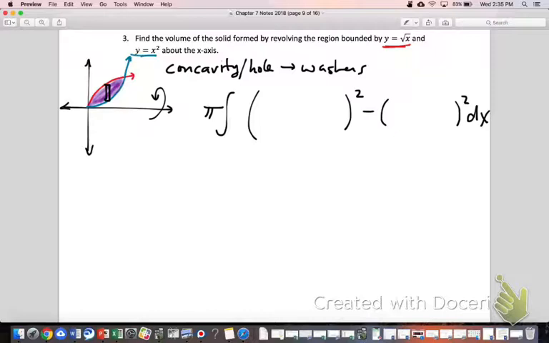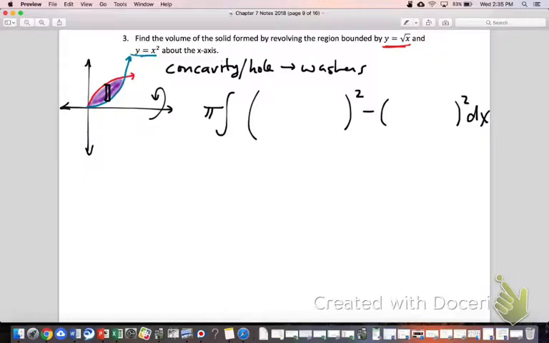Okay, so as you can see, if you fill this out the right way, if you go pi integral big R squared minus little r squared, we only have to fill in the radii and the limits. So let's get busy doing that. Limits of integration. If I've got a vertical representative rectangle, what's the pattern of accumulation? Is it left to right or is it up and down?